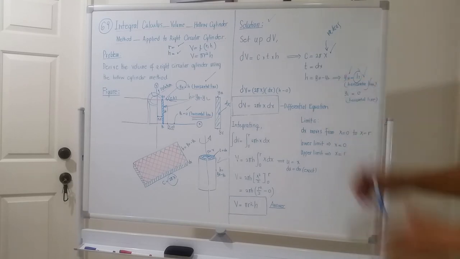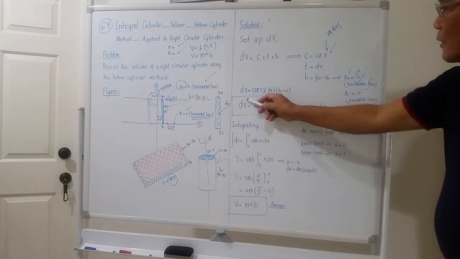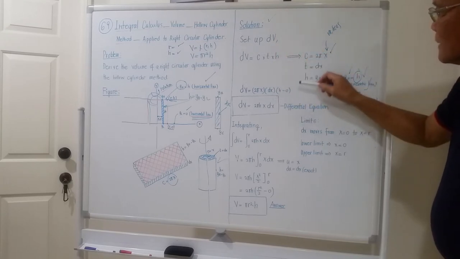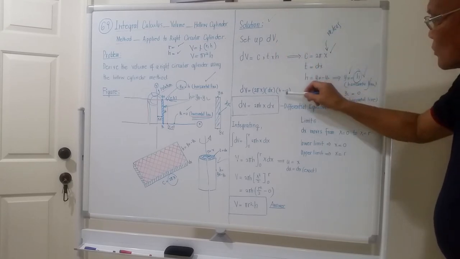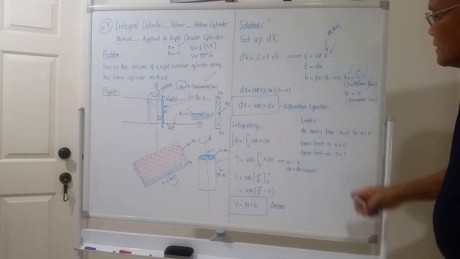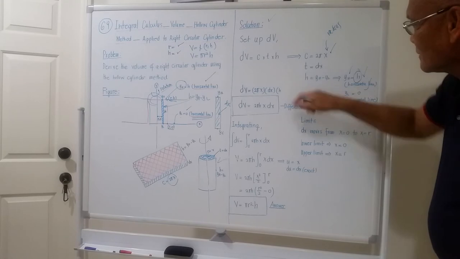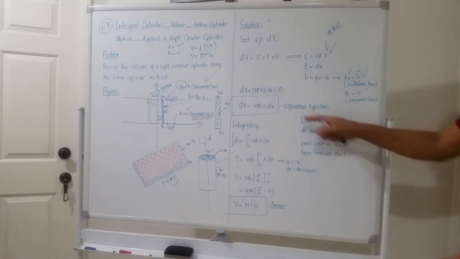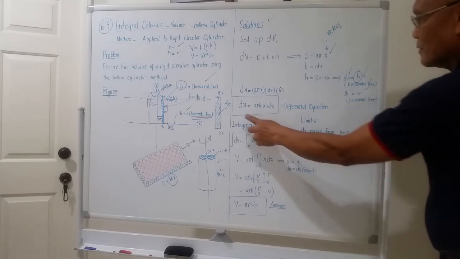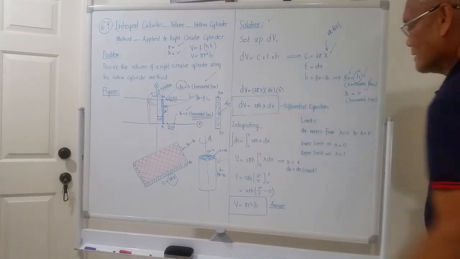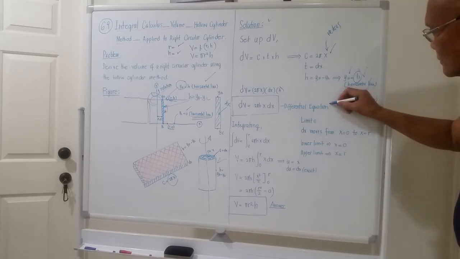So if we try to substitute now, differential volume will be 2 pi x, we are following this, times dx, times height, which is y higher minus y lower, which is h minus 0, or this will be gone. So the resulting differential equation will be differential volume equals 2 pi h x dx. This is now a differential equation.